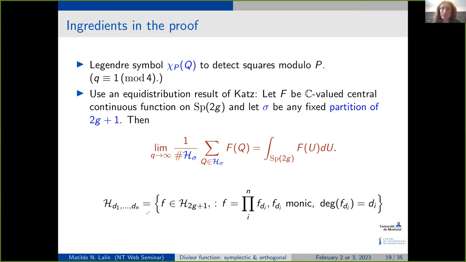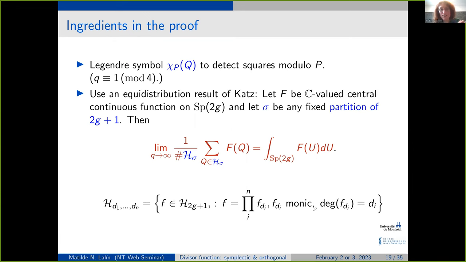So basically, if we consider this set, I forgot to mention this h means square free. So square free polynomials of degree 2g plus 1 that have a certain factorization type, meaning that they can be written as a product of monic polynomials that have degree di, okay, so with prescribed di's. And here, when I write this, I don't mean to say that the f_di are irreducible, okay? So you could factorize more. They could be even finer factorizations of this.